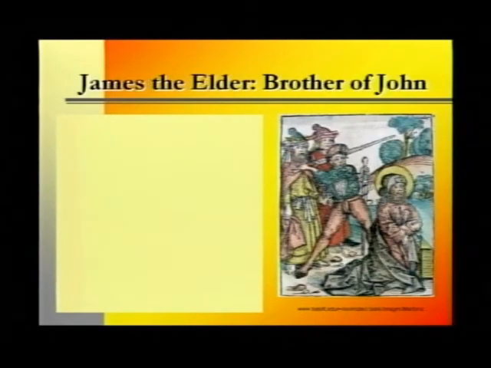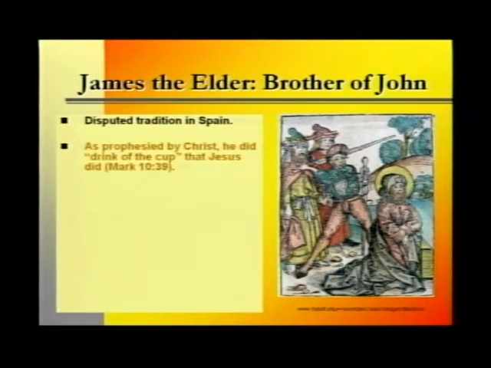James the Elder, the brother of John, there is a disputed tradition about him in Spain. And as prophesied by Christ, he did drink of the cup that Jesus did. Remember, he and John were walking beside Jesus, and their mom was involved, and they wanted to know if they could sit on either side of him in heaven. And Jesus challenged them and said, "Can you drink this cup that I drink?" And they said, "Yes, we can."